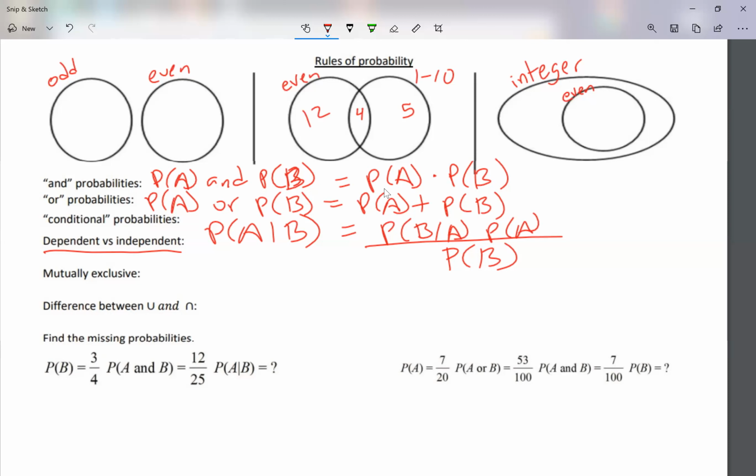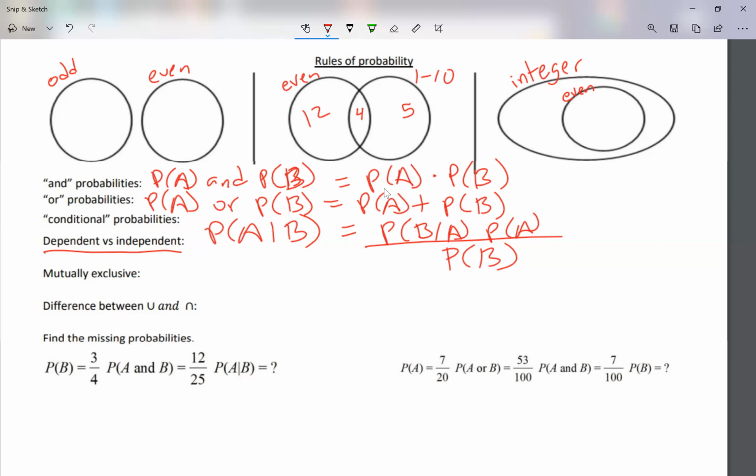Now, mutually exclusive: two events are mutually exclusive if they cannot occur at the same time. This means that A and B do not share any outcomes. What's the probability of a number being odd? Probability of being even, right? These are mutually exclusive. They cannot happen at the same time.